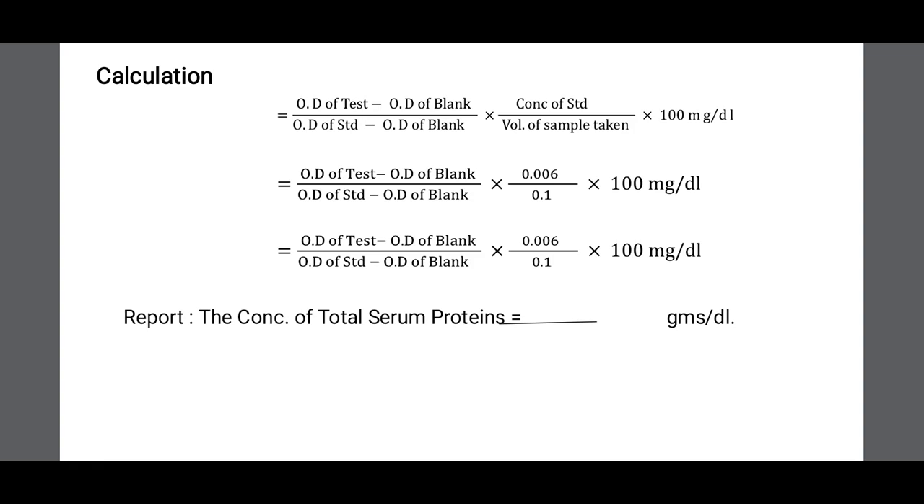So this completes the protein metabolism part, with the estimation of urea, creatinine and blood urea nitrogen, and also some part of the urea.